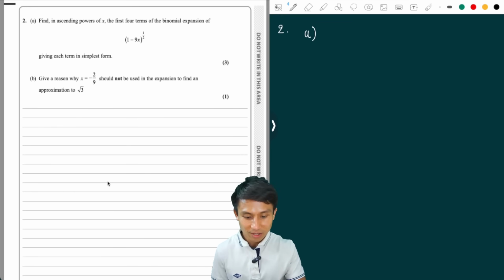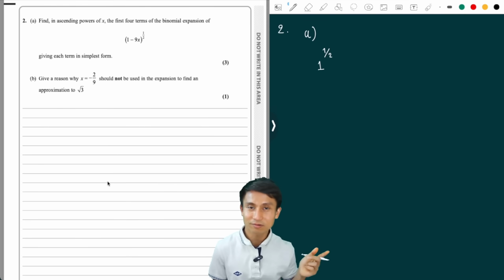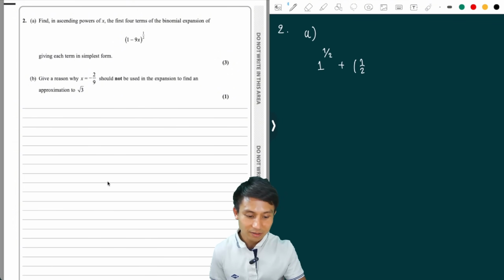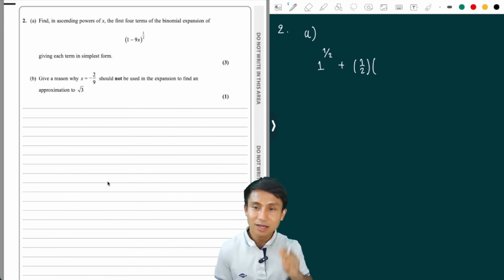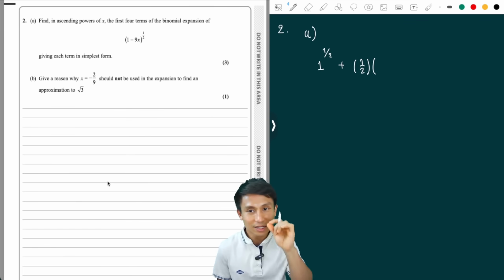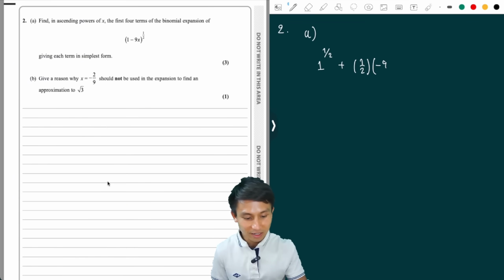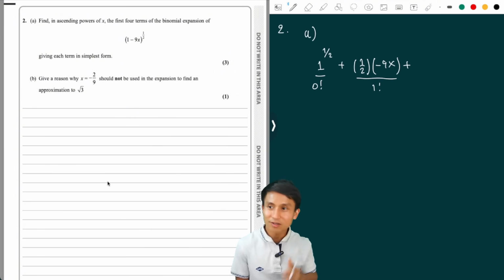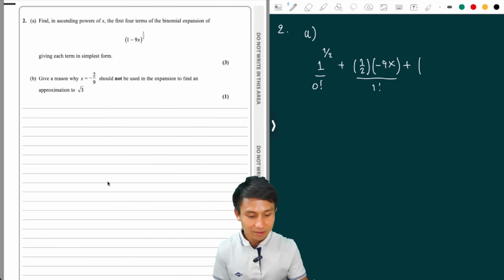The first term will be 1 to the power of n, so it's just 1 to the power of the power, which is n in this case, a half. And then we do plus n, which is a half, times x, which in this case is the second term, minus 9x. The next term would be easy now. This is the second term, so this is 1 factorial here. And you can write it like that. So this is actually 0 factorial if you want the complete formula there. And then this is 1/2.